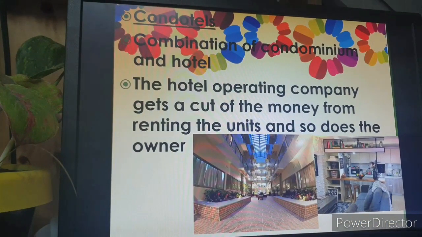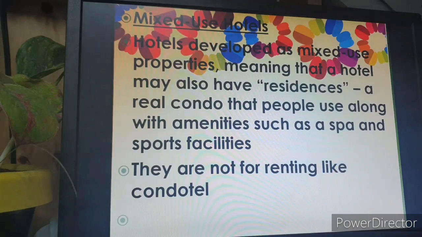The hotel operating company gets a cut of the money from renting the units, and so does the owner. So a condotel is a furnished hotel housing unit with a kitchen area, living room area, sleeping area, and bath. Okay, so condotel. Mixed use hotel, that's the last part. Mixed use hotels.